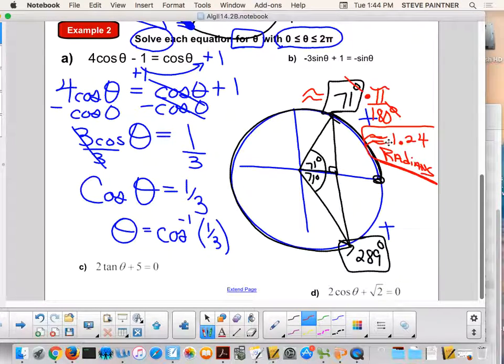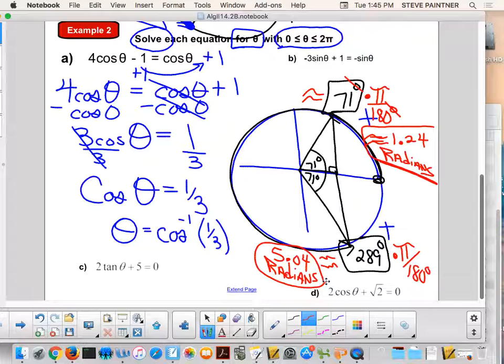Okay. What about the 289 when you converted? What was that? What's this one? 5.04? Radians, right? Okay, there it is. Got it.